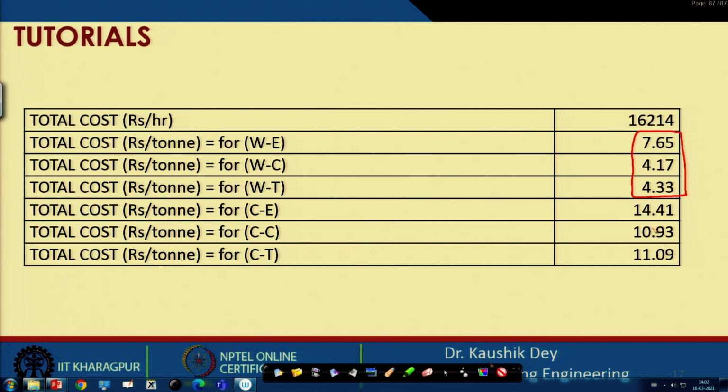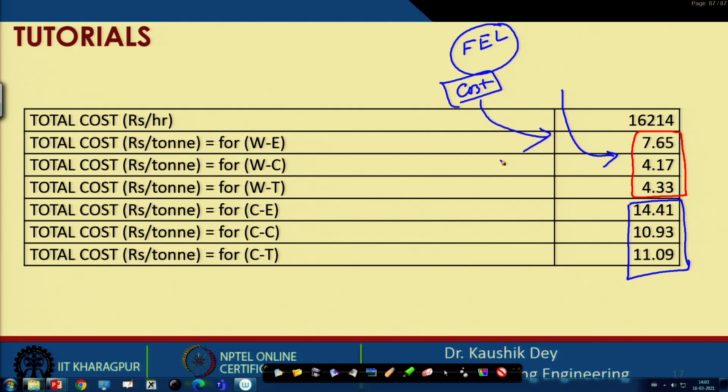Now, in this case, this part is important, but though one can see that this part is significantly lower than this part, this part is essentially having the next component, that is the FEL loading system. This FEL loading system has to be considered. What is the cost coming for this? That has to be added along with this to compare between this one and this one.